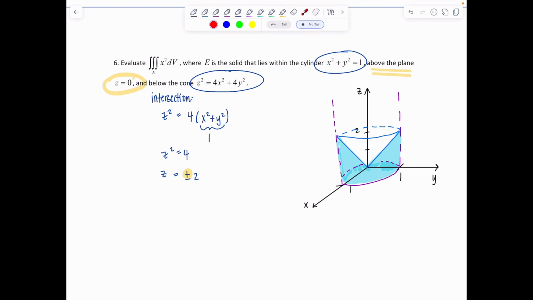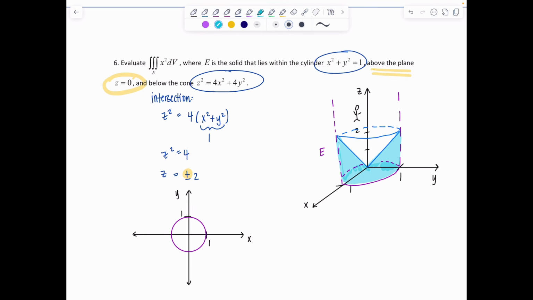Okay, now let's figure out what the limits of integration would be to describe this solid E in the cylindrical coordinate system. So first I'm going to draw just the xy plane. We want to imagine what would be the projection of this solid E in the xy plane. If you're standing here looking down at the solid, all you would see is a circle, radius 1, and the entire thing is filled in. The entire thing is part of the integration region.